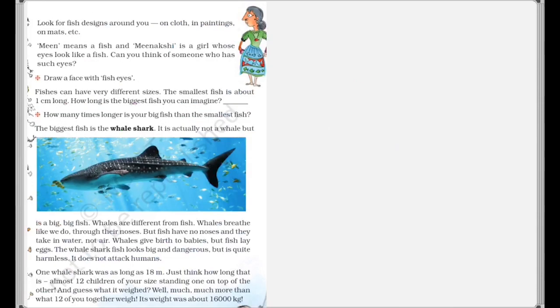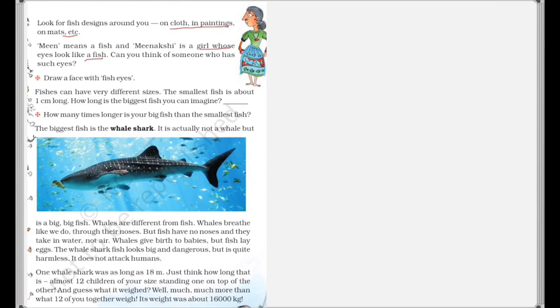So now we'll move ahead. Now look for fish designs around you. Okay, it can be there on clothes or in paintings or mats, etc. Okay, so meen means a fish, and Meenakshi, there may be someone with the name Meenakshi. So Meenakshi is a girl whose eyes look like a fish. Okay, so can you think of someone who has such eyes? Now draw a face with fish eyes. Just try and draw a face with fish eyes.